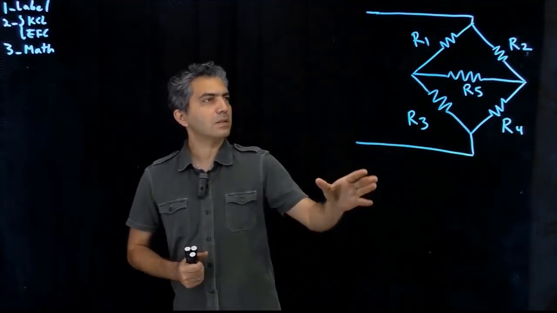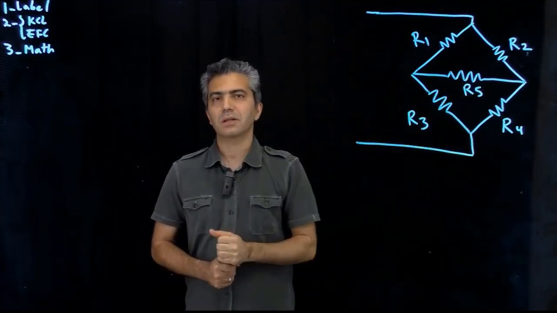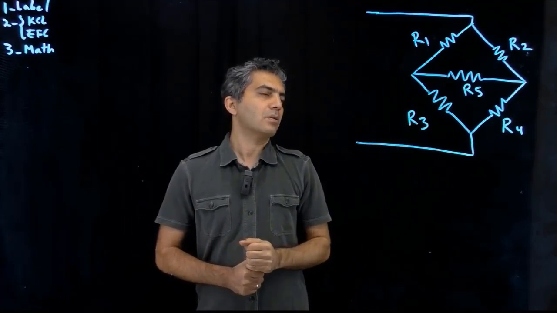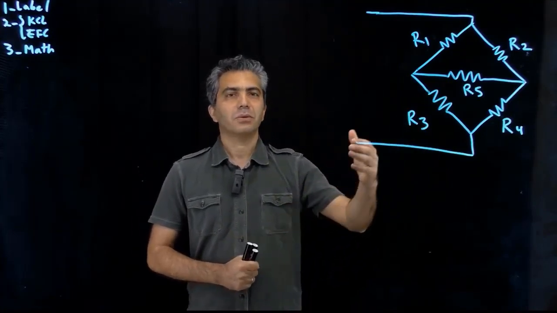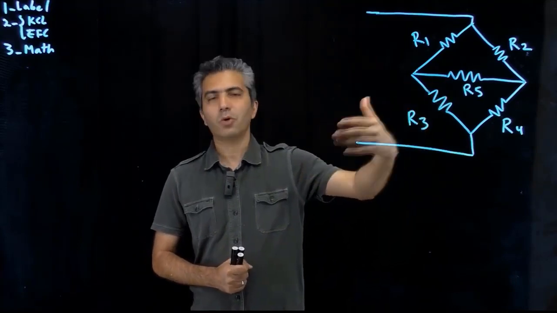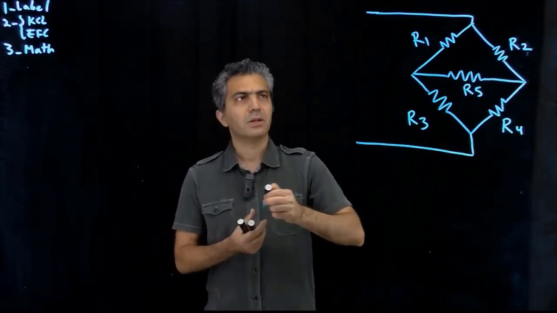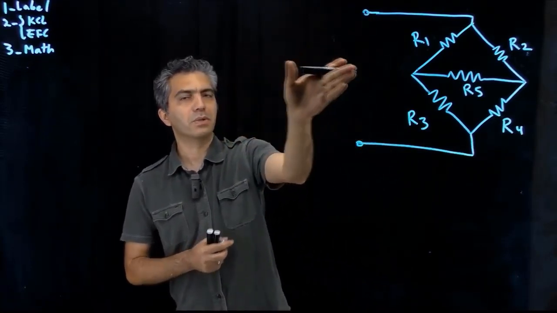But for now, let's imagine that we have a resistive circuit with the 5 resistors connected to each other in this specific configuration. And let's start by assuming that the question is how to calculate an equivalent resistance for this circuit. So we're looking into these two terminals, and we're trying to figure out what the equivalent resistance is.